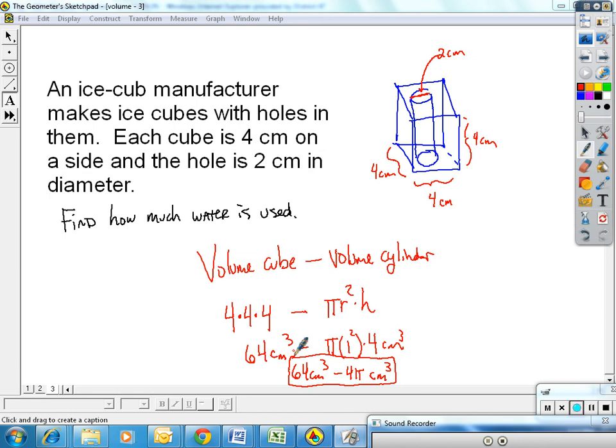Okay. Now here's an example. We like to leave our answers exact, but in the application I have a hard time wrapping my mind around what that is exactly. So I'm going to write its decimal equivalent. It is approximately 51.434 cubic centimeters of water that goes into one of these cubes. Okay, it's a pretty large cube.